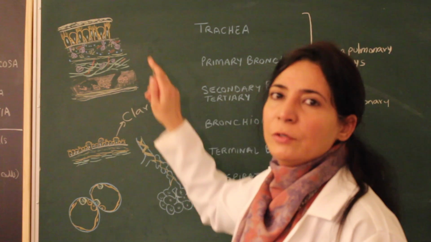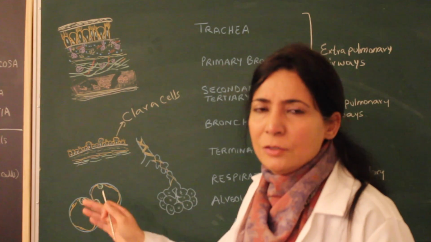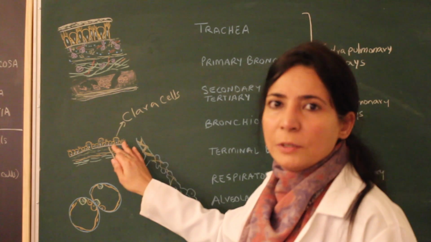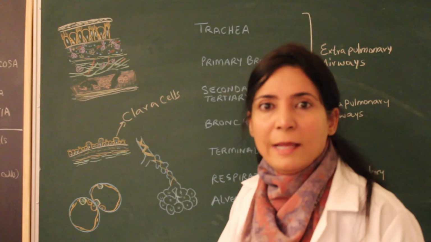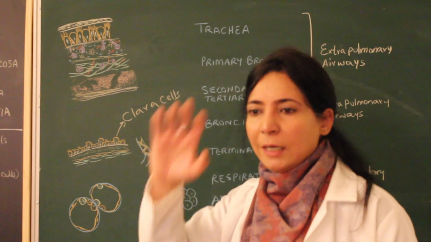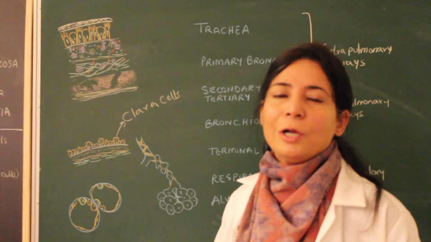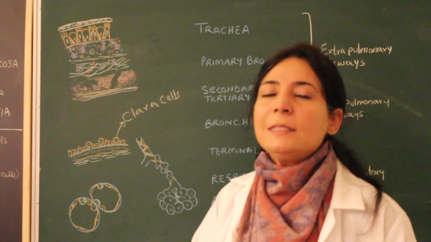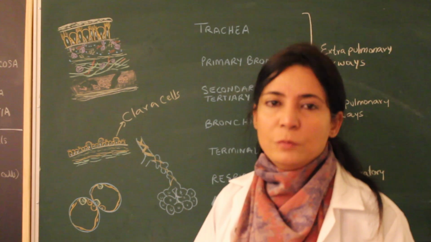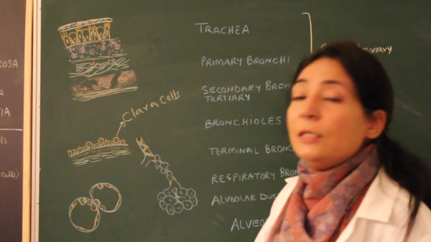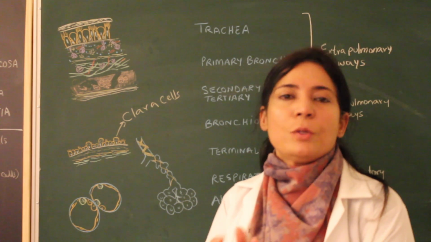The goblet cells have been replaced by the Clara cells. Cilia are just scanty, just here and there. No mucus production, especially beyond the bronchiolar level, starting from the very large bronchioles till the smallest, the terminal bronchioles, we do not see any form of glands or production of mucus. That's not there. We need to keep the lower respiratory tract, and especially the respiratory zone, as dry as possible.